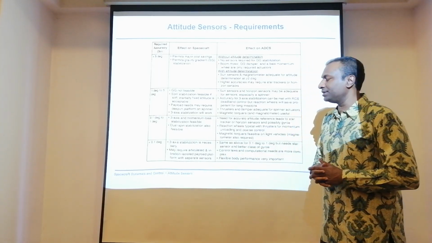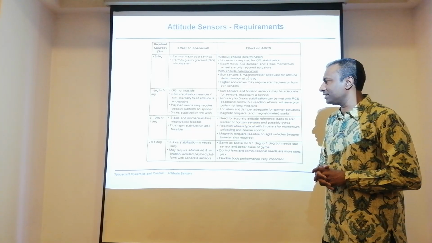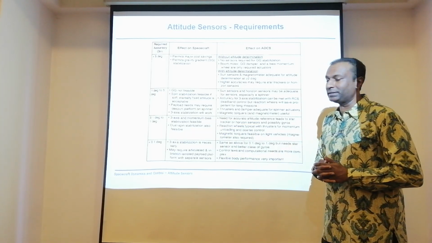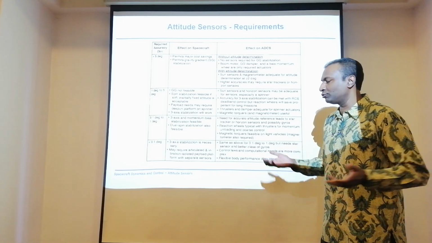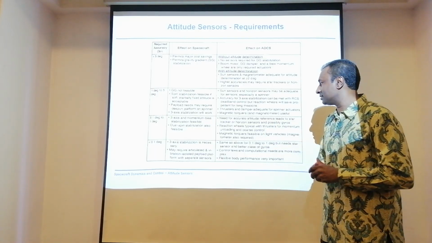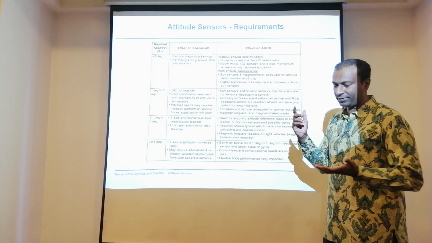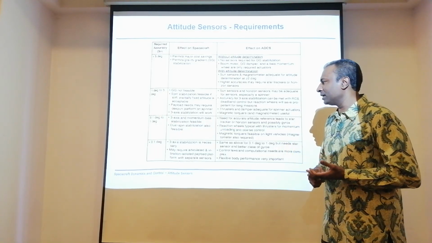Accuracy goes even better, 0.1 degree to 1 degree. Then you have momentum bias stabilization. We have also discussed that. You can go up to typically 0.1, 0.2. Yes, you need sensors. So we can have magnetometers, earth sensors, infrared sensors, etc.